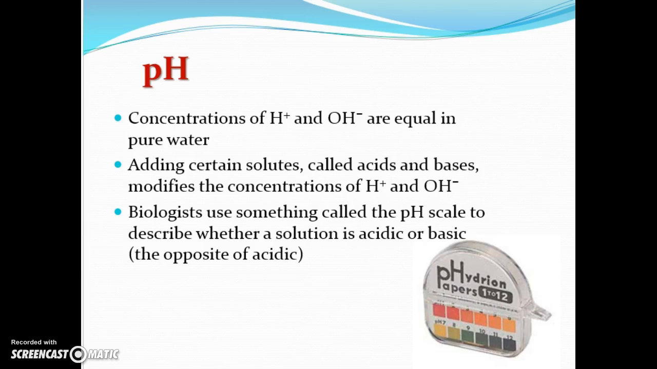And when we add certain solutes that we call acids or bases, we can modify the aqueous solution, the concentration of hydrogen ions and hydroxide ions. So what is used is what we call a pH scale to actually measure and describe whether a solution is acidic, meaning it has a lot of hydrogen ions, or basic, it has very few hydrogen ions and a lot of hydroxide ions.